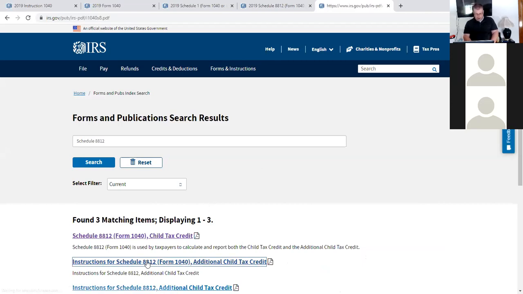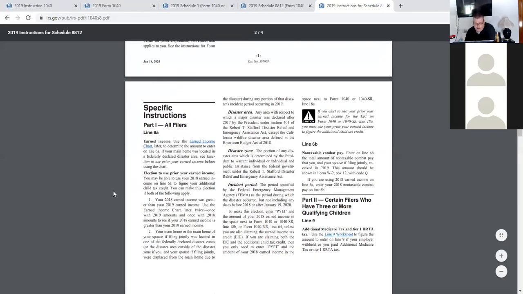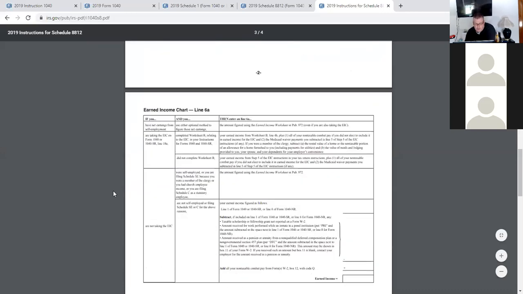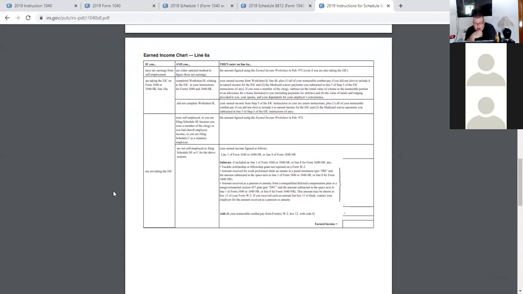Instructions for Schedule 8812. Skip all this. Let's get to the specific instructions. Earned income chart. If you have net earnings from self-employment, if you're taking the EIC, or if you're not taking the EIC and are not self-employed or filing Schedule SE or C for the above reasons, your earned income figures as follows. Line 1 of Form 1040 or line 8 of Form 1040-NR. We're not doing the NR, we're just doing that.